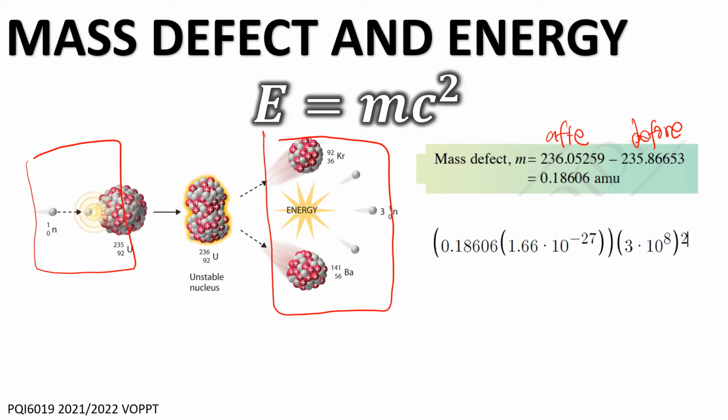Here we want to find E, right? The mass here is in AMU, can you see? I put it here. So, I want to convert it into kilogram. 1 AMU is equal to this many kilograms. So, this is the mass, and then we multiply it with the speed of light squared. Don't forget the square.